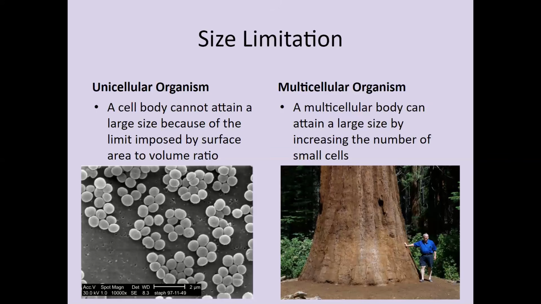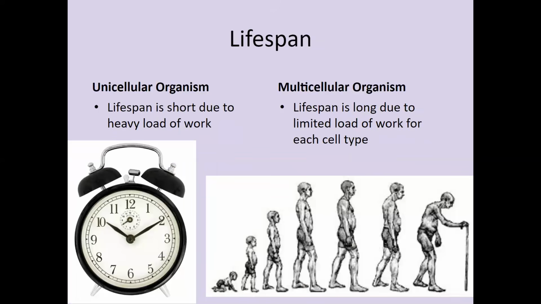Size limitation. Unicellular organisms cannot get that big because they're all just in one little cell. However, multicellular organisms can be large because they increase the number of their small cells. They reproduce those cells. The lifespan. Unicellular organisms have short lifespans because they have to do all the work themselves, whereas multicellular organisms have a longer lifespan because each cell does something different.